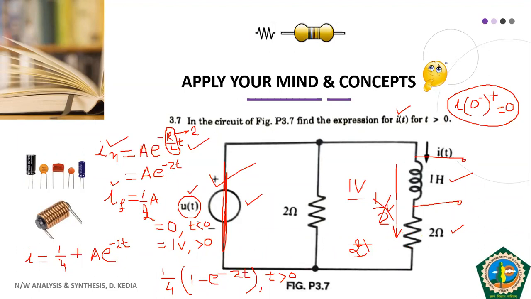If you substitute this, then instead of 1 by 4, you will have 1 by 2, and in the final answer you will have 1 by 2. So this is one small mistake we have made. I assumed this as a current source, but it is actually a voltage source. That's why for parallel resistances, voltages remain the same. So the correct answer will be 1 by 2 into (1 minus e raised to power minus 2t). Now we move to the next question.